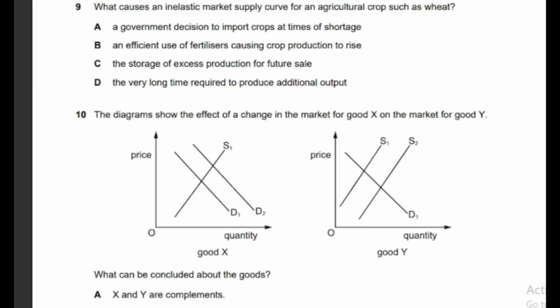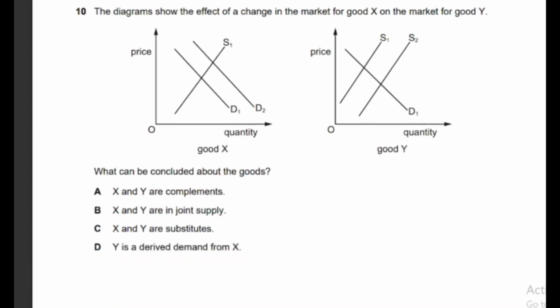Question number 9 is, what causes an inelastic market supply curve for an agricultural product? So for question number 9, answer D is correct answer. The very long time required to produce additional output. When it takes longer time to produce a product, then supply will be inelastic. It is the main factor that affects price elasticity of supply. So D is correct answer.